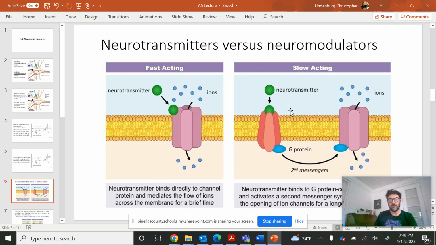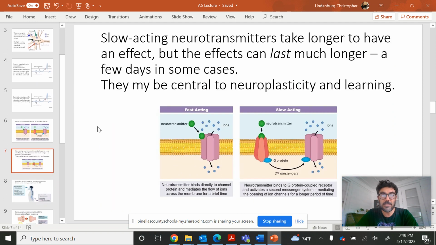But there are all kinds of neurotransmitters. And we think of them as belonging to these categories here as being fast acting or slow acting. The rough idea is that a slow acting neurotransmitter is going to take longer to have an effect, but those effects could also be longer lasting.